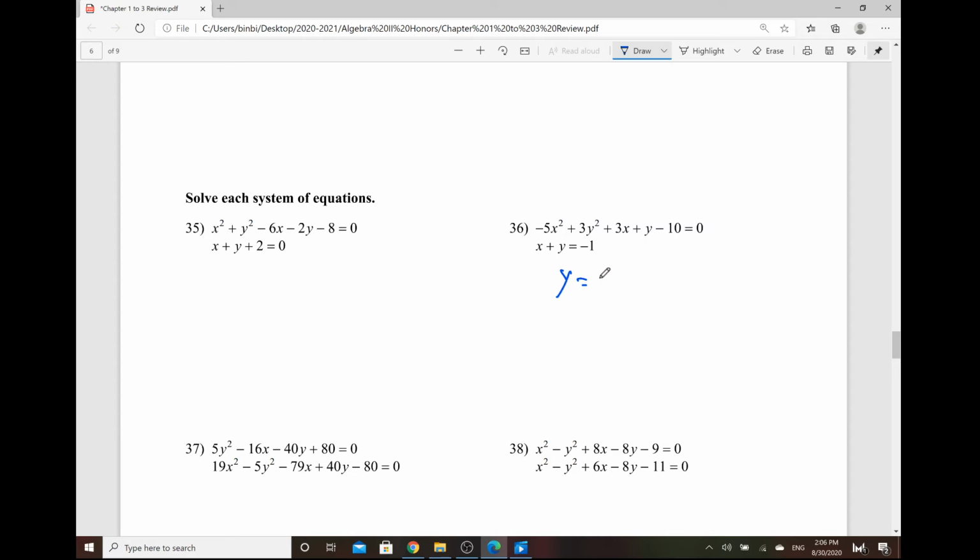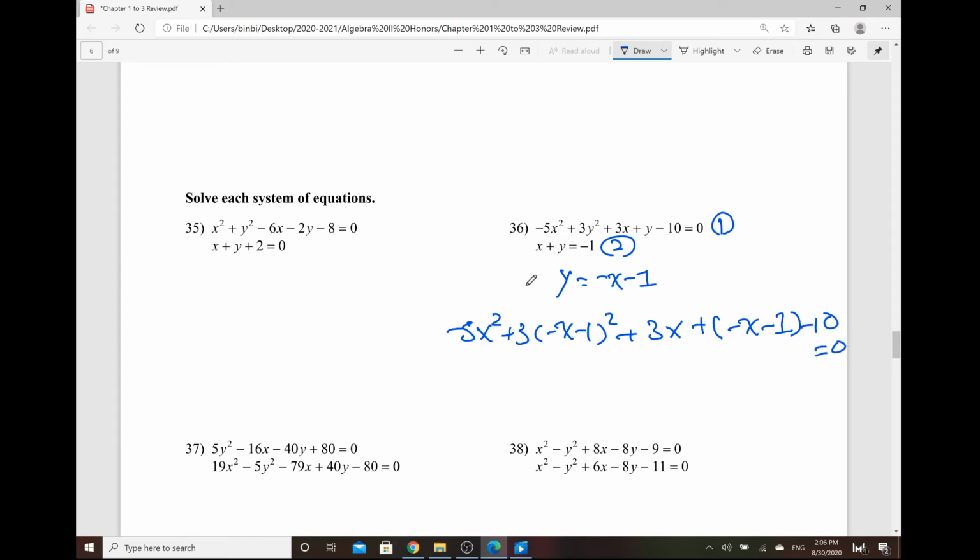So we do have y equals -x minus 1. So back to the first equation here, we can just put in -x minus 1 for y. So we do have -5x squared plus 3 times (-x minus 1) quantity squared, and then plus 3x, and then plus y. So y again, which is -x minus 1, and then minus 10. So basically what I'm doing here is just using the substitution technique.